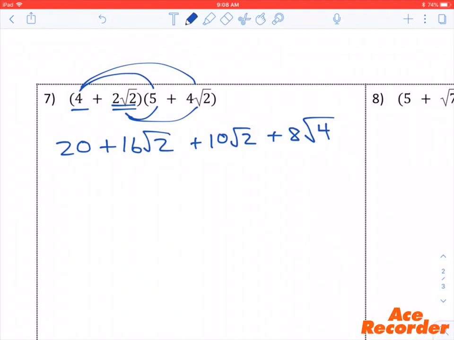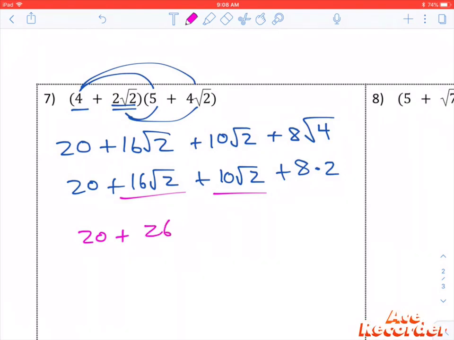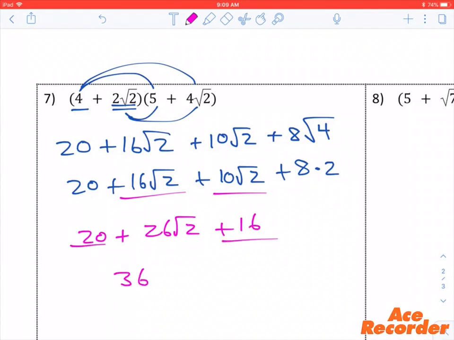And so simplify what you can. None of these simplify except the last one. Because what's the square root of 4? That's 8 times 2 now. The square root of 4 is 2. And so, let's combine like terms. We have 20 plus, those are the same radicals, so 26 square root of 2 plus 16. And we still have those like terms. 20 plus 16 is 36 plus 26 square root of 2. And there's my final answer.